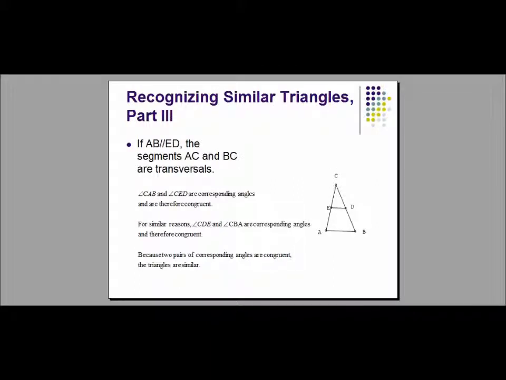Recognizing similar triangles, part 3. If segment AB is parallel to segment ED, the segments AC and BC are transversals. Angle CAB and angle CED are corresponding angles and are therefore congruent. For similar reasons, angle CDE and angle CBA are corresponding angles and therefore congruent. Because two pairs of corresponding angles are congruent, the triangles are similar.